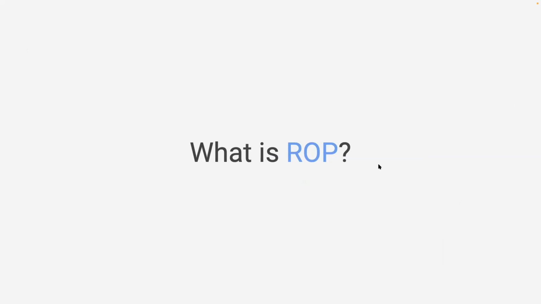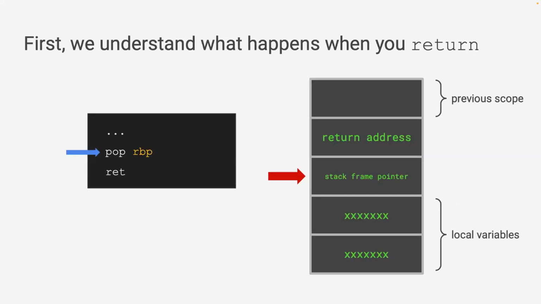This is ROP, return-oriented programming. First we understand what return does in assembly. Then we can use the knowledge that we have about returns in assembly to exploit programs, mainly C programs. For a typical C program, the ending of a function ends with pop RBP and return. And the stack looks something like this. So we have the scope of the function. It starts with the return address and then a stack frame pointer.